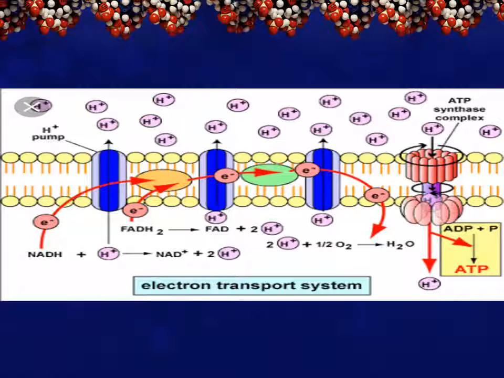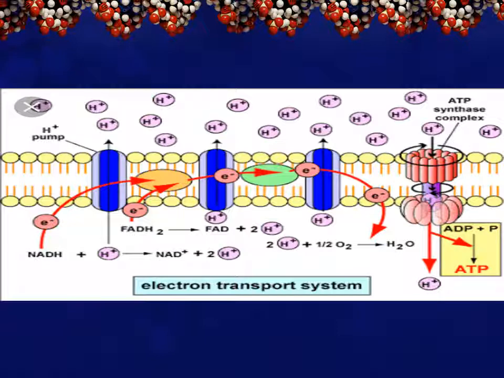The upper region we call the F0 region or F0 complex, and the lower region the F1 complex. In the F1 complex we have alpha 3 beta 3 hexamers, and in between the F1 and F0 regions we have gamma epsilon. That gamma epsilon rotates, and when it rotates the hydrogen ions come down and the ATP molecule is generated.